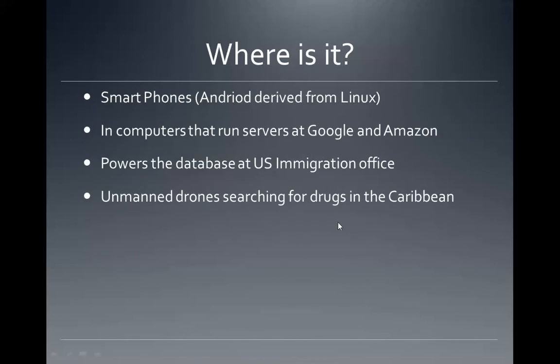It's in a lot of different places. It's in Android, that's derived from Linux. That's one of the more popular cell phone operating systems. It's at Google and Amazon. It's in the database for U.S. immigration offices. So really important, and also operating systems that are going to need to handle a lot of information and very rapidly.